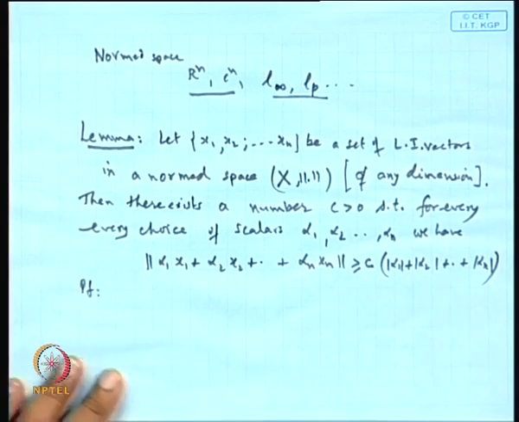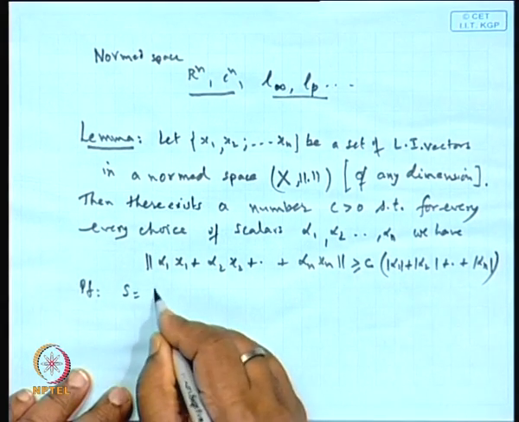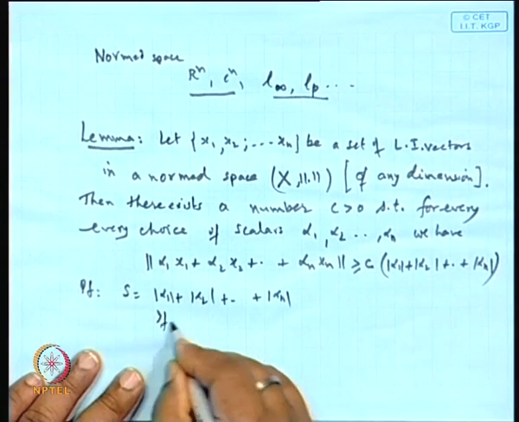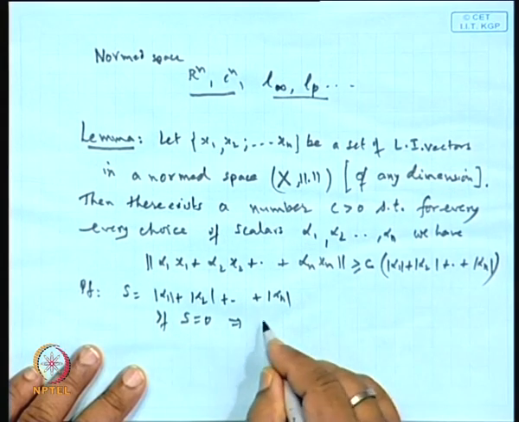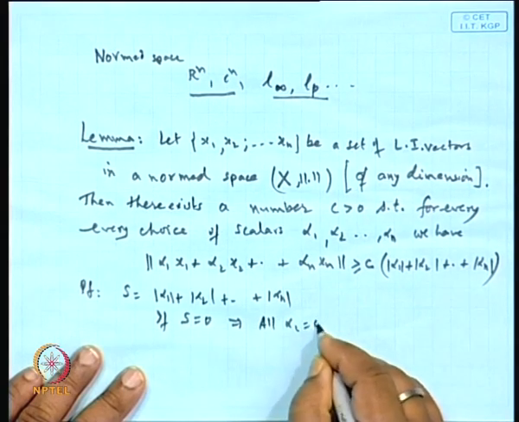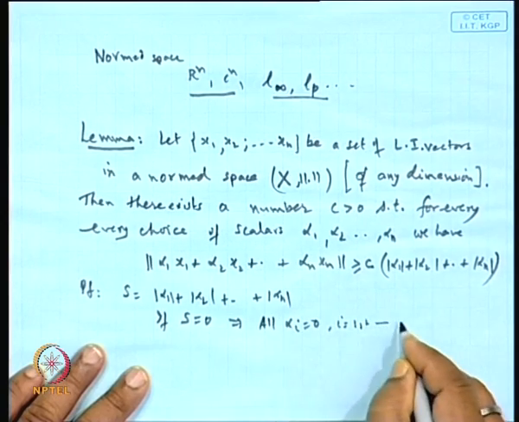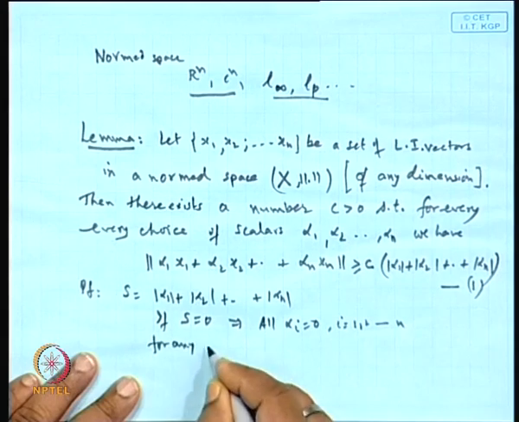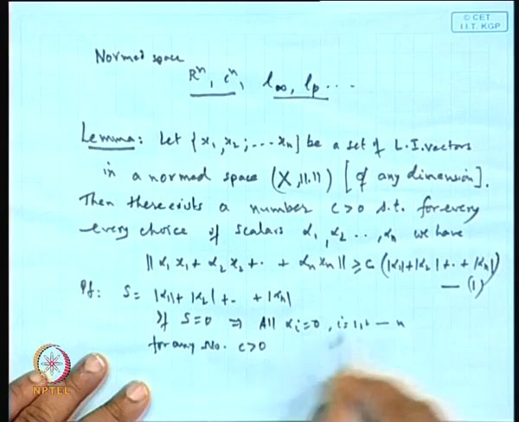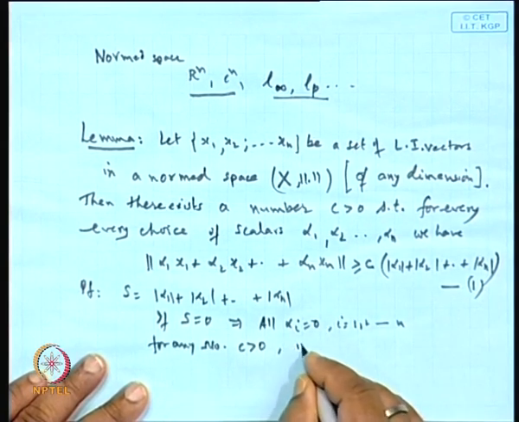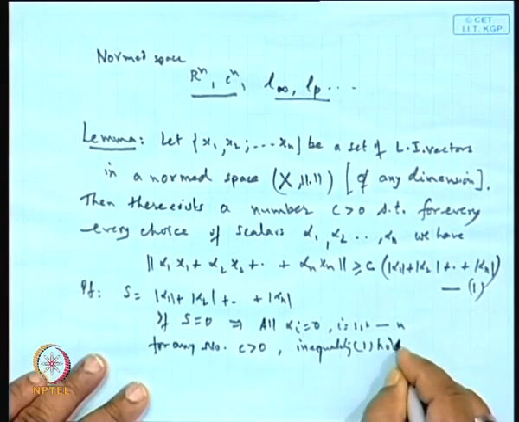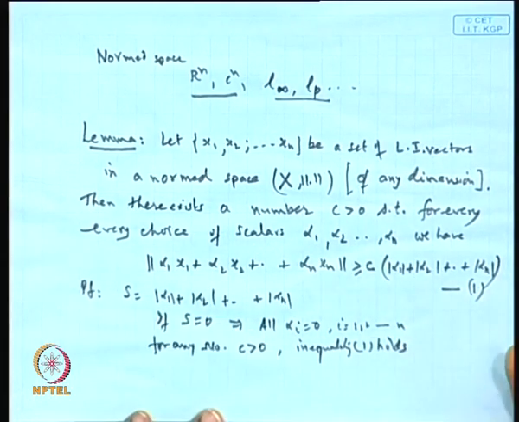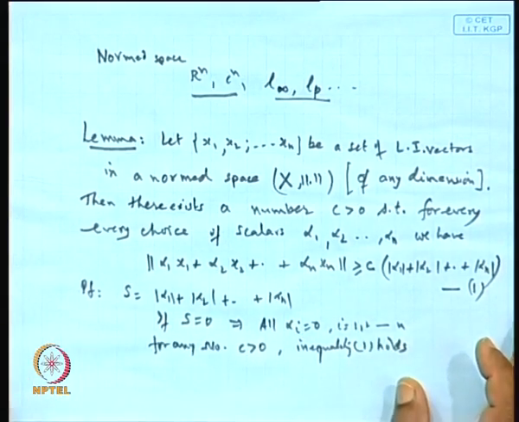The proof of the lemma goes like this. Let us suppose S is mod alpha 1 plus mod alpha 2 plus mod alpha n. Now, if S is 0, it means all alpha i's are 0. So, once all alphas are 0, then obviously for any number c greater than 0, this inequality 1 holds, because the left hand side is also 0, the right hand side is also 0. So, whatever c greater than 0 you put, it is true. So, there is nothing to prove; S is 0 means all alphas are 0.